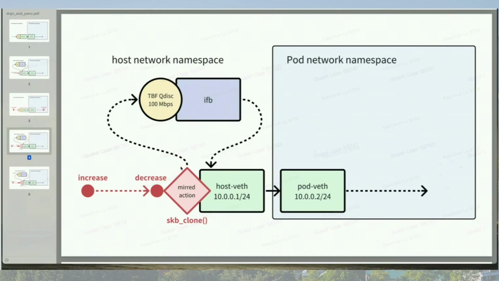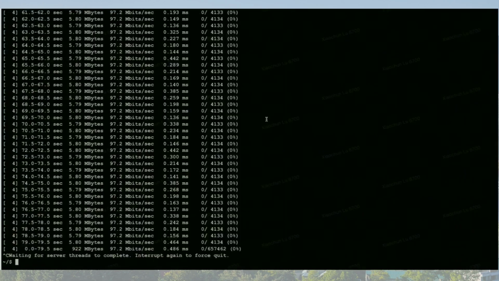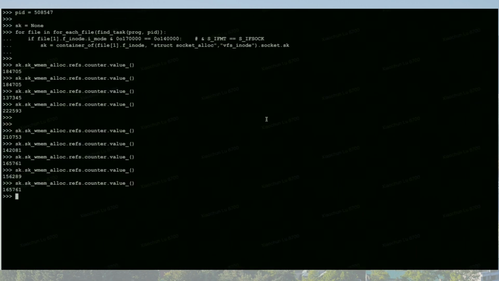The cloned SK buffs are not accounted for in the sk_wmem_alloc bookkeeping of the original socket. So basically, whenever UDP sends faster, the packets just get dropped faster. So yeah, some might argue that there might be other ways to troubleshoot this issue, but in my opinion, I think Drgn is the easiest way, and I just love it, and I hope this has been interesting to you.